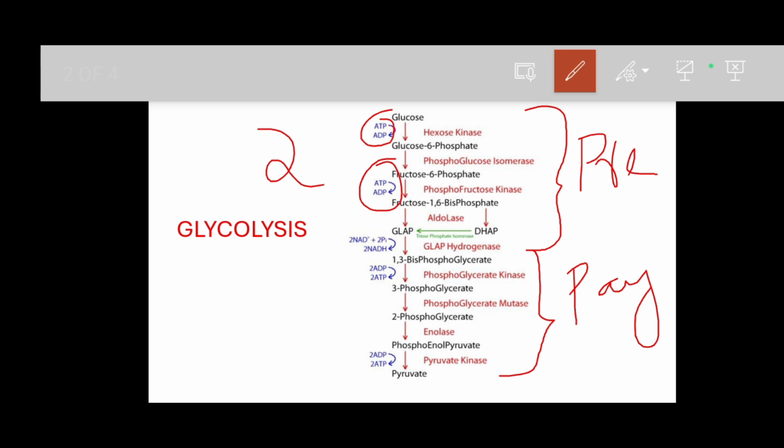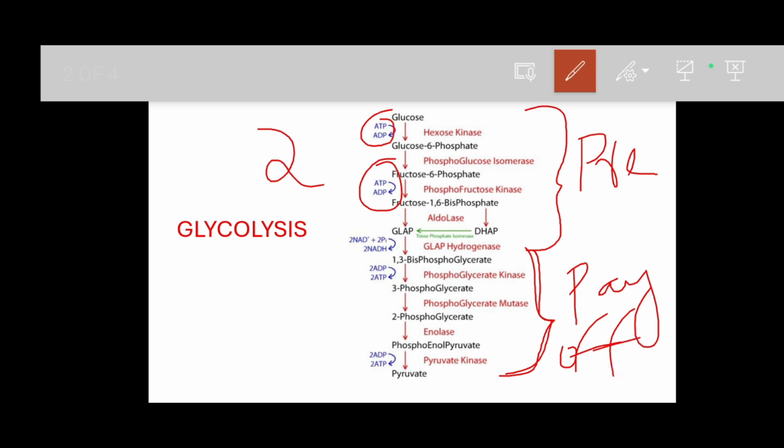But in the payoff phase, the 2 ATPs that are used in the preparatory phase are given back, because it is a borrowed amount. So it should be paid back. That's why the steps from here to here are called the payoff phase. Okay, I think that's clear.